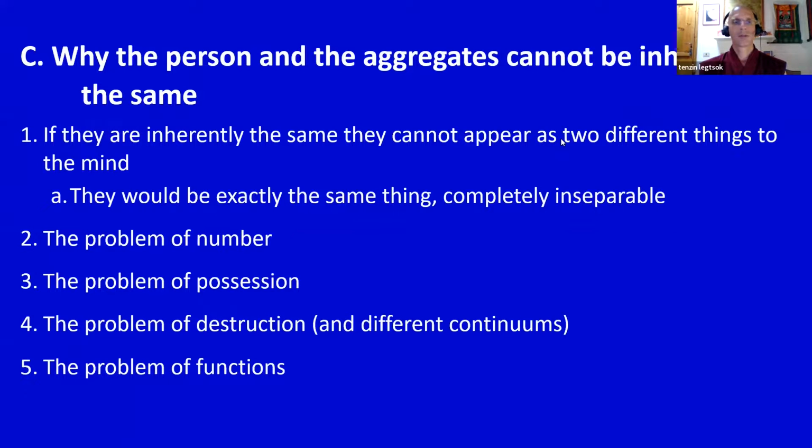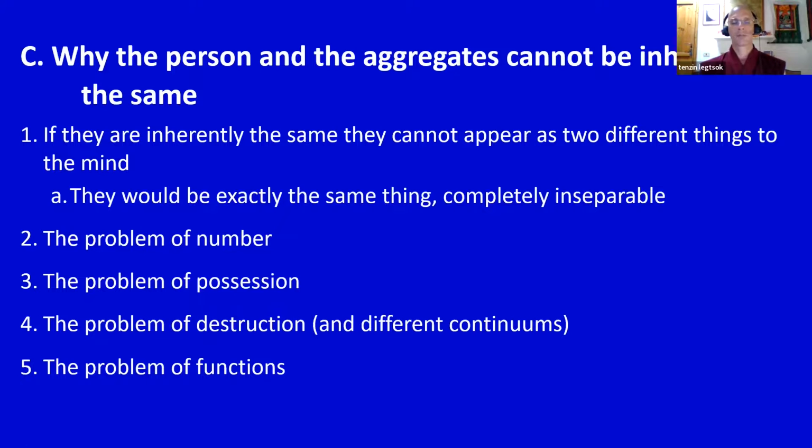Okay, so then the third step. Remember the object of negation, the I that appears to exist from its own side. So, establishing that it's not one with the aggregates, here there are listed 5 different reasons. I'll just briefly summarize each of them now, and then you can go through them at your own pace for about 7 minutes or so.